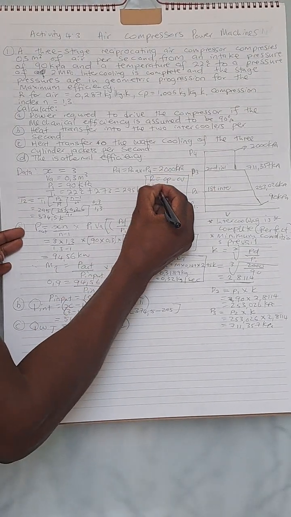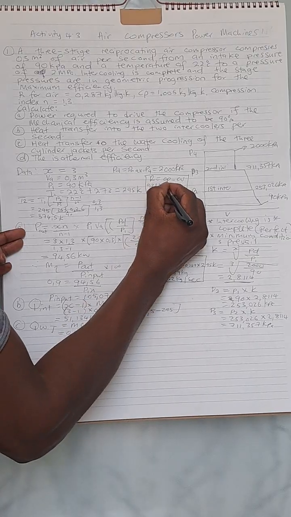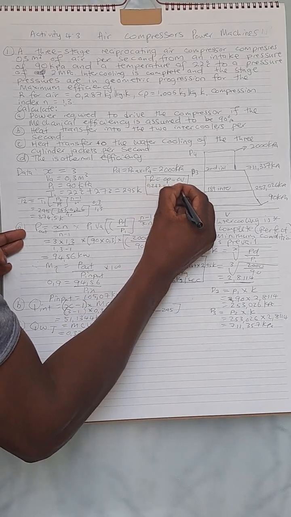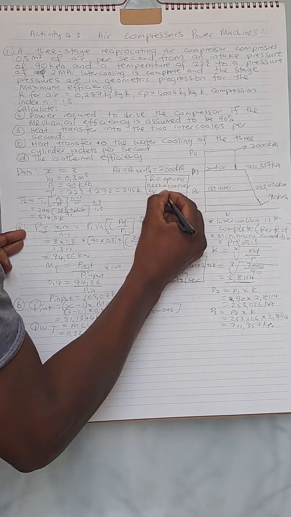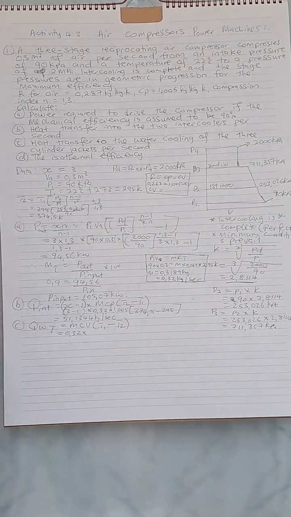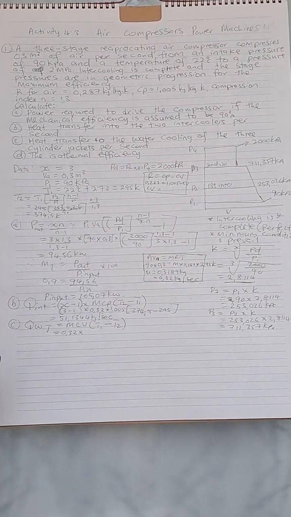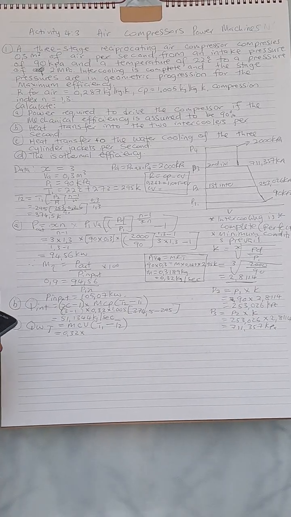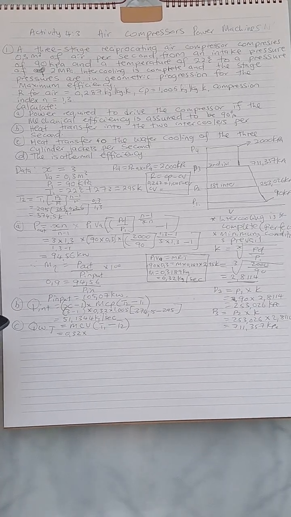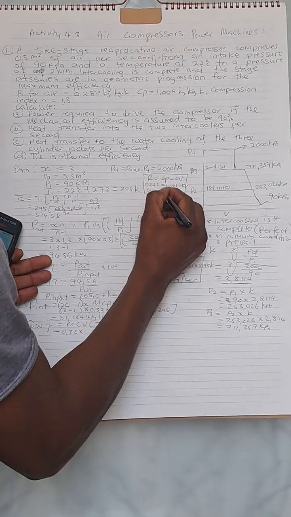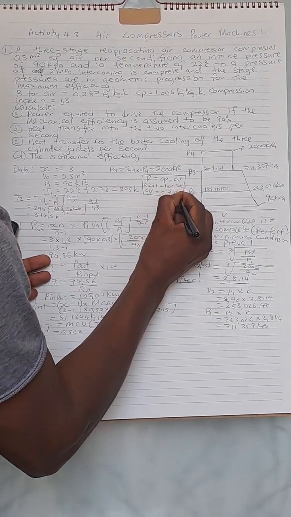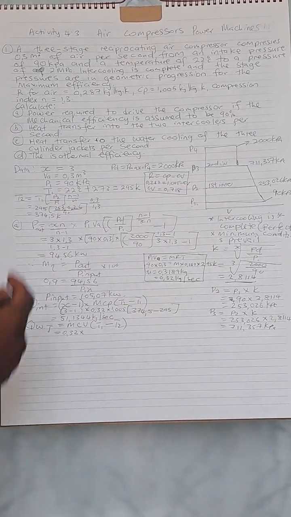Our R is 0.287 equals CP, which is 1.005, minus CV. So CV becomes 1.005 minus 0.287, which I'm getting as 0.718 kilojoules per kg Kelvin.